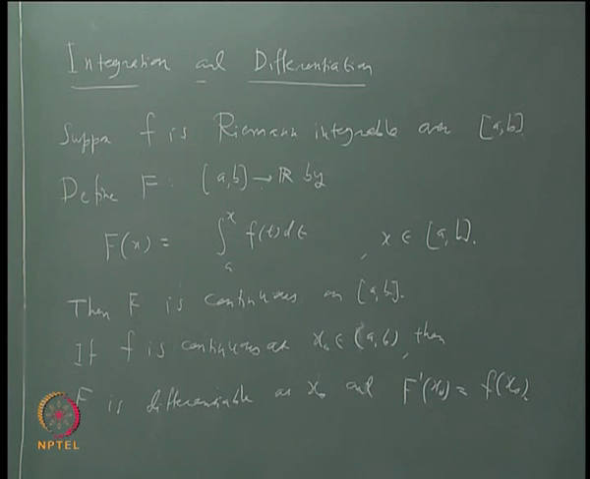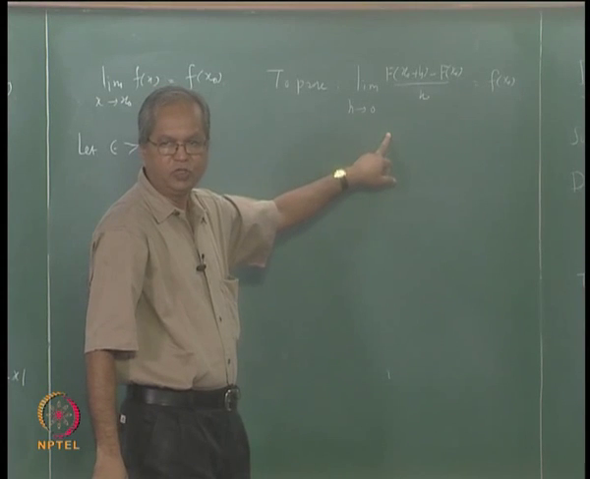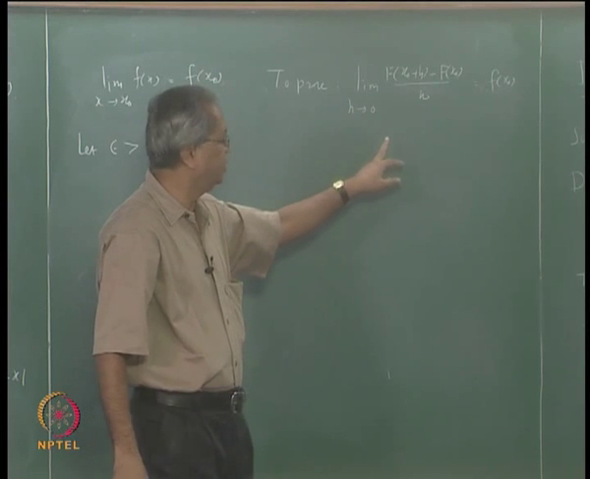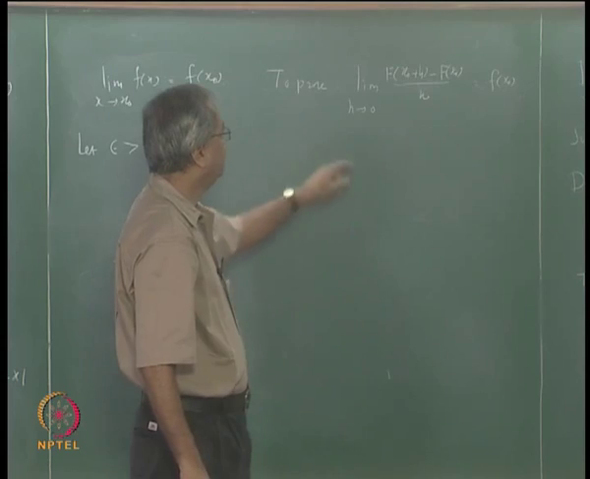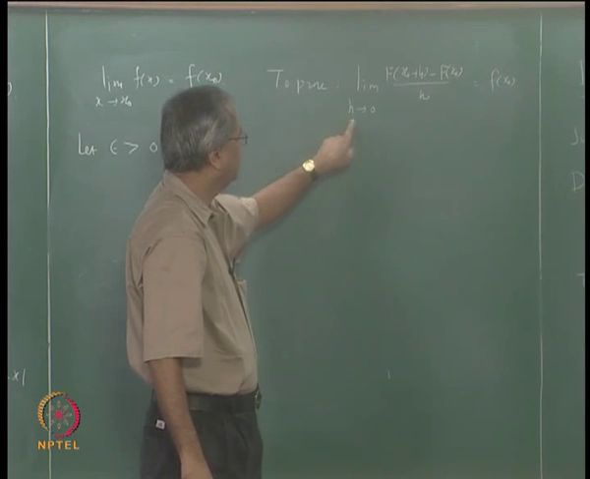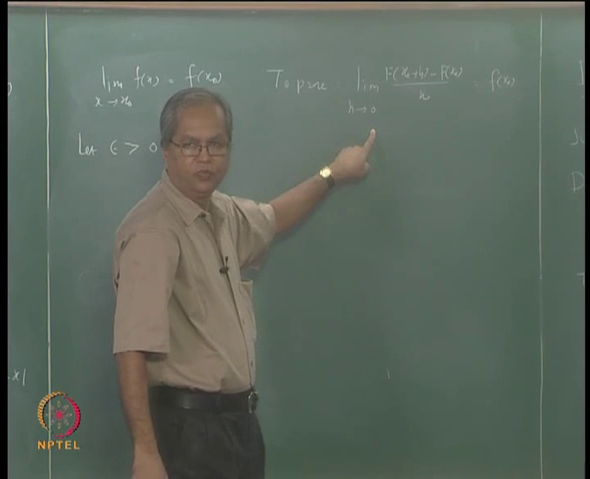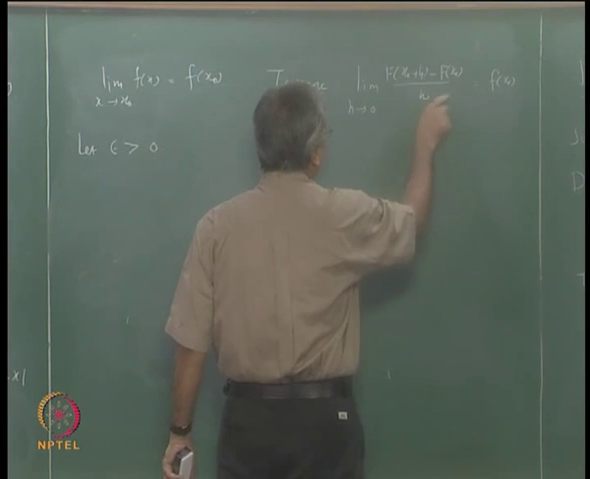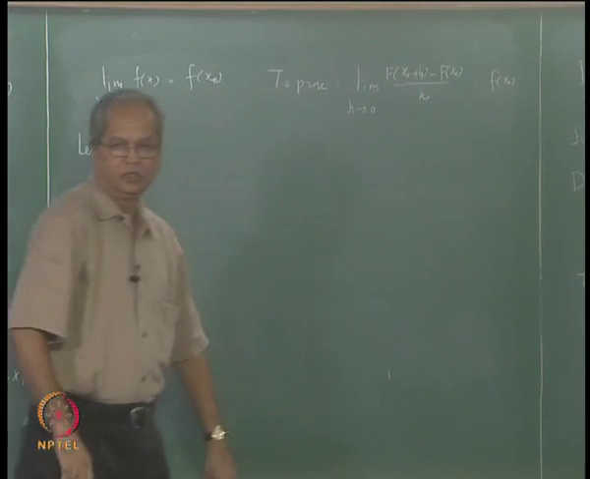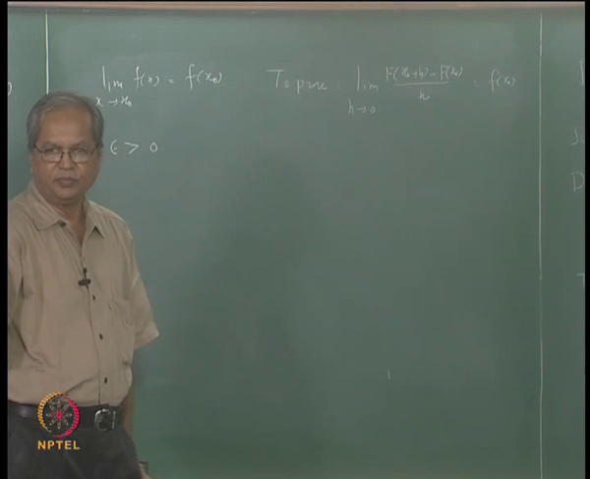What is our aim? We want to prove this. So for this epsilon we want to find a delta such that whenever this mod h is less than delta, the difference between this whole expression minus f of x naught should be less than epsilon. That is our aim.